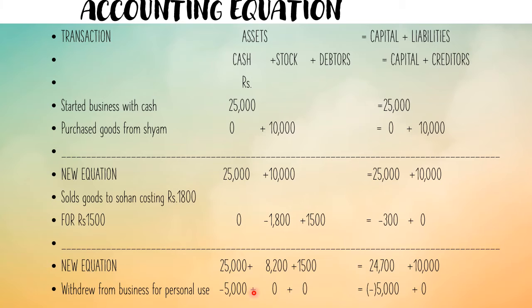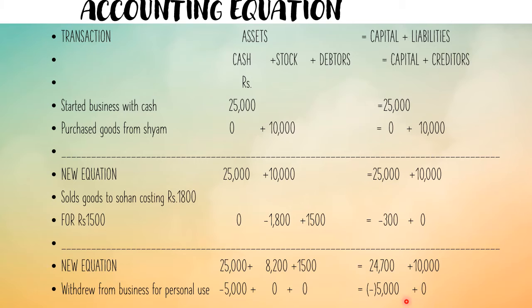Okay. Now next is withdrew from business for personal use. That means drawings. Whenever there is drawing, we will reduce it from cash and capital, because drawings reduce both cash and capital. Okay, so from 25,000, 5,000 is reduced. That means we are having a cash of 20,000 now. Next, there is no change in the stock, and no change in the debtors. And capital also we had reduced 5,000. So now our capital is 19,700 and creditors we are having 10,000.